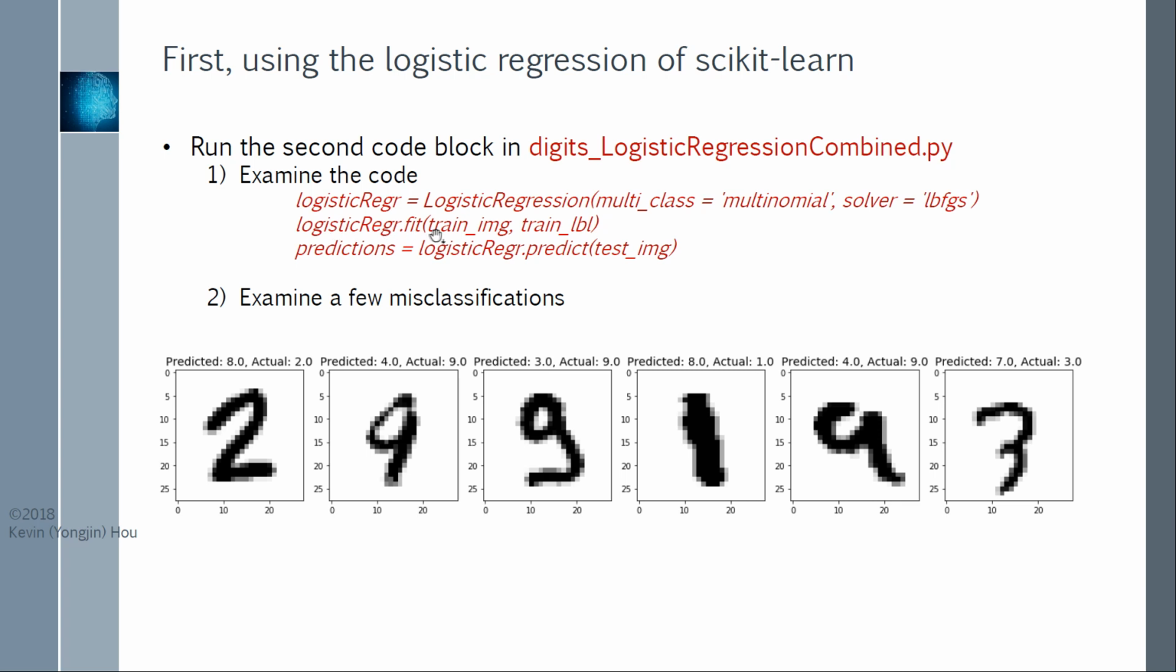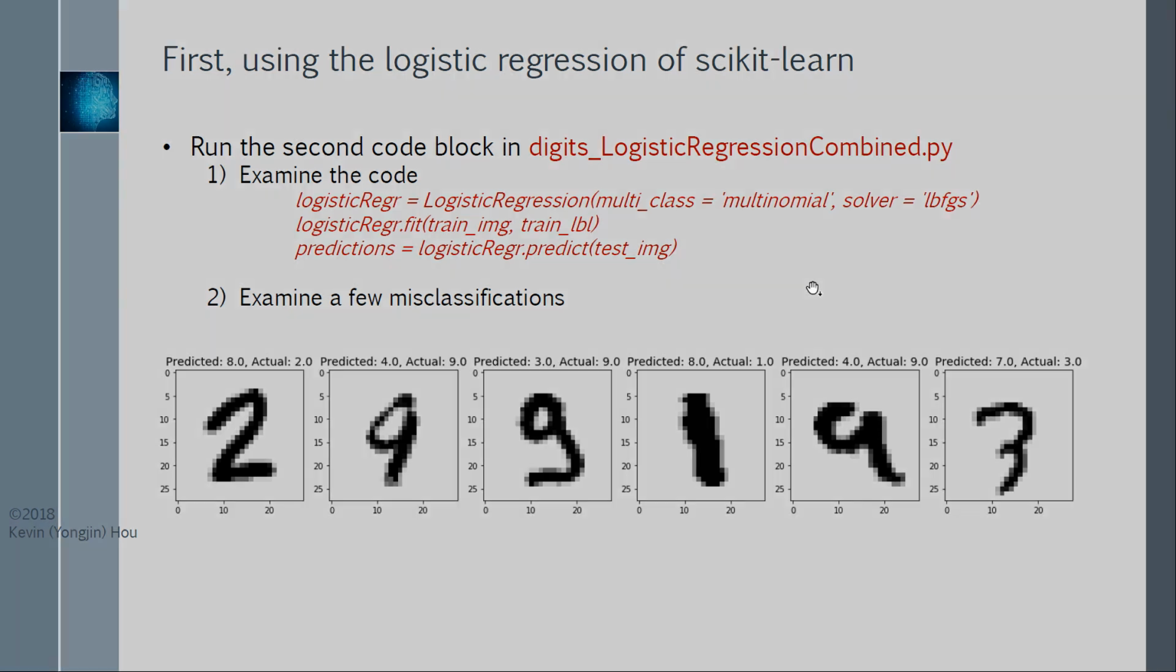The second line is very simple. We just plug in the X variable, the train image, and the Y variable, the train label, which we split in the first code block. Once the model is trained, we run the prediction on the test image, and this prediction will be the corresponding labels, or Y variables, associated with those test images. Now let's go to the program to run it.